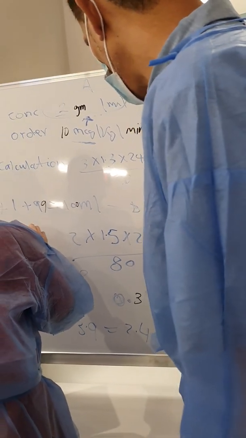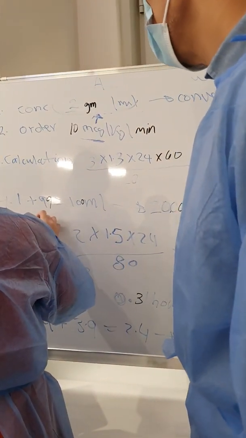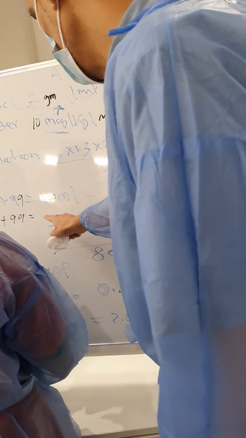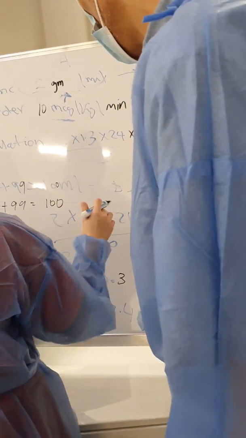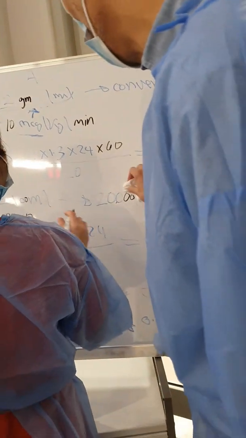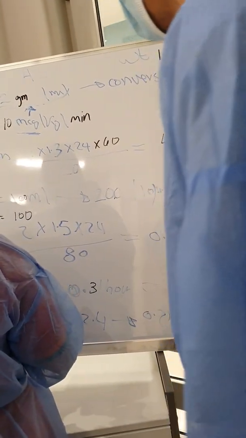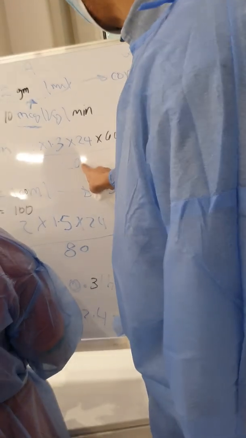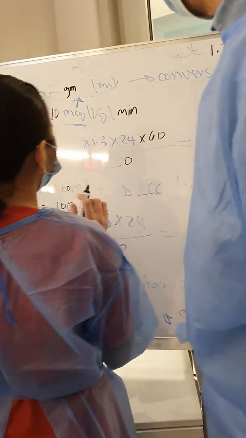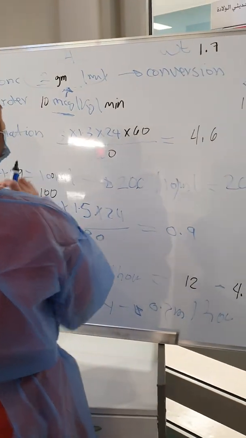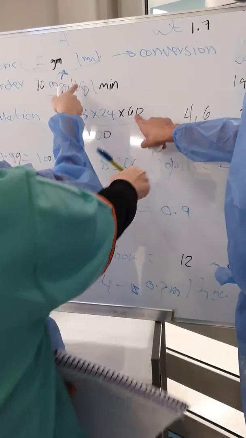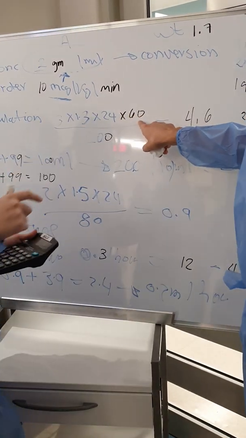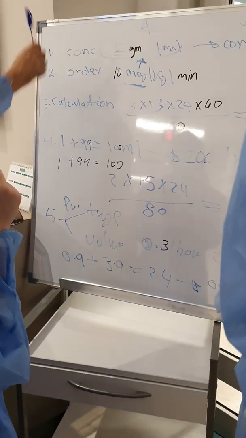So take 1 ml from here, add it to 99. You get 100. You remove 2 zeros when you divide, so it becomes 200. That's easier to calculate. So write 200 here. You got how I did it? What is this 60? 60 minutes, because it's per minute, not per hour.